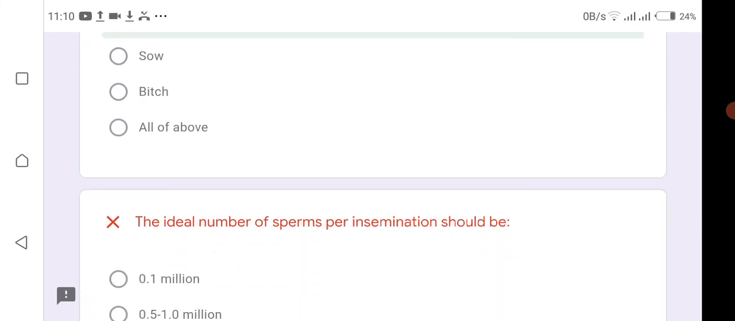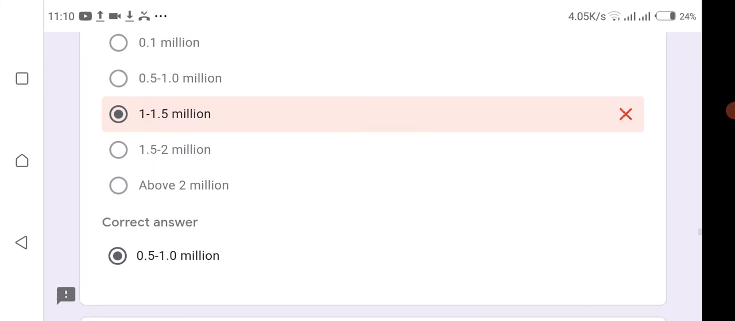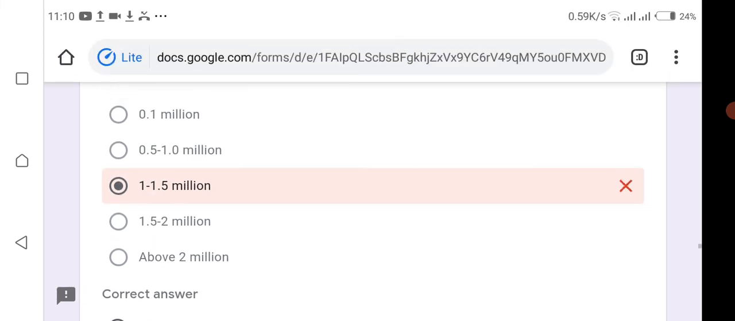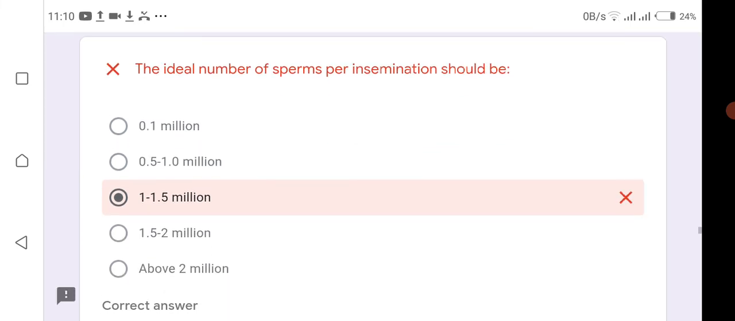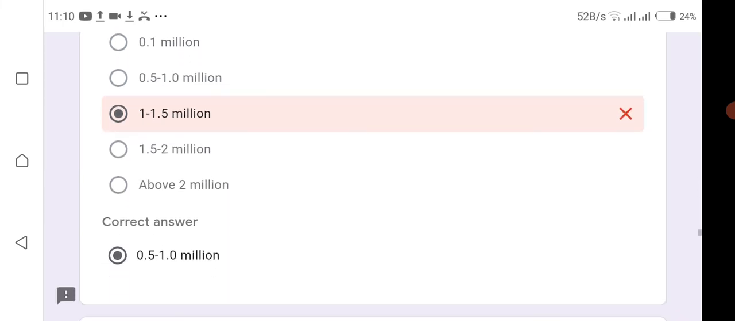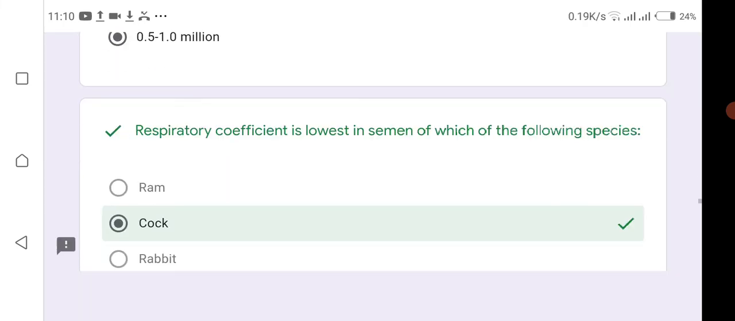The ideal number of sperms per insemination should be 0.5 to 1 million.